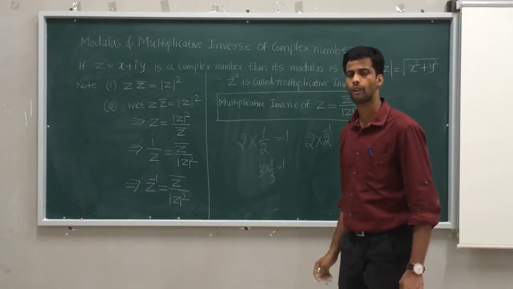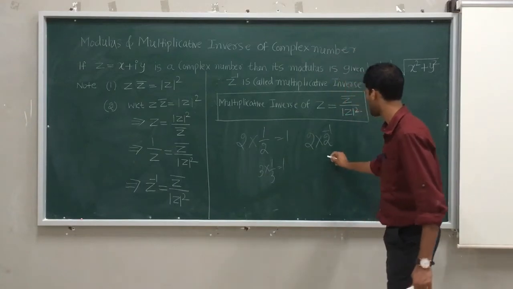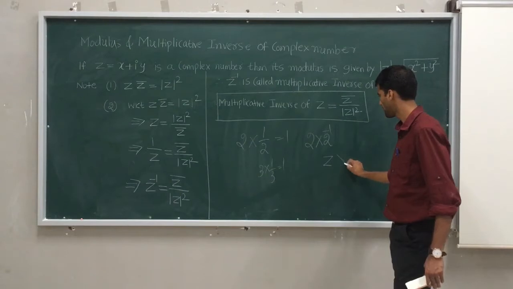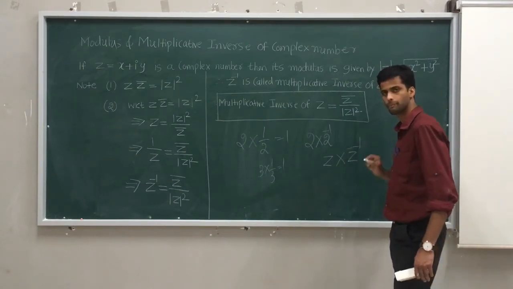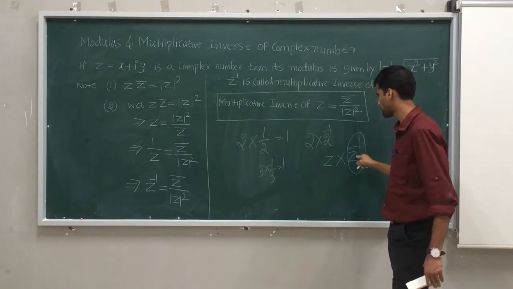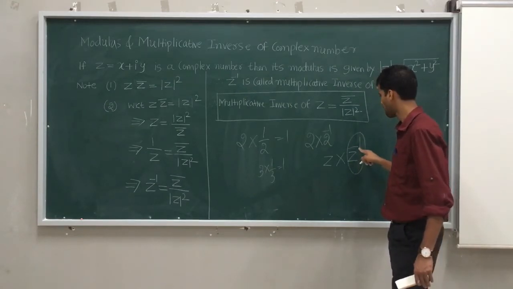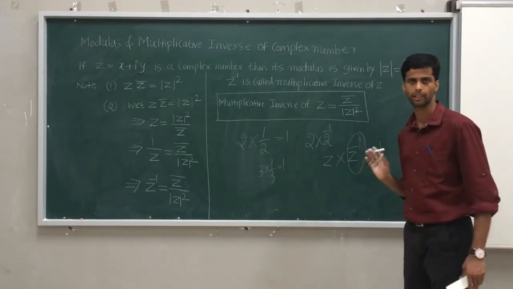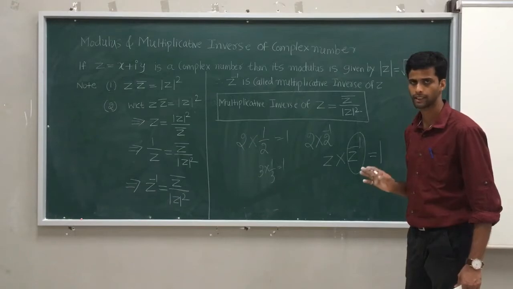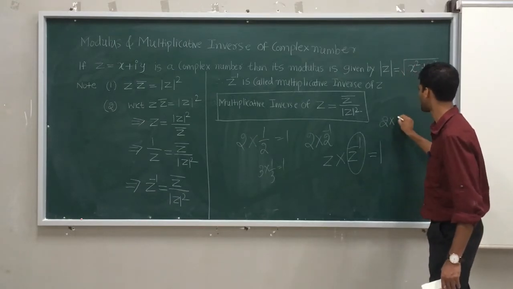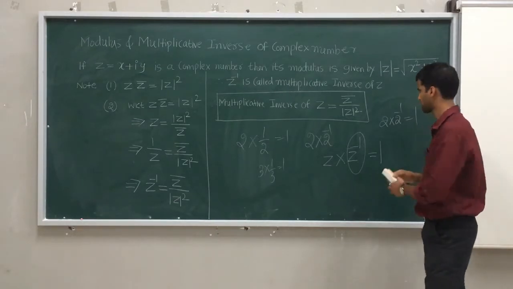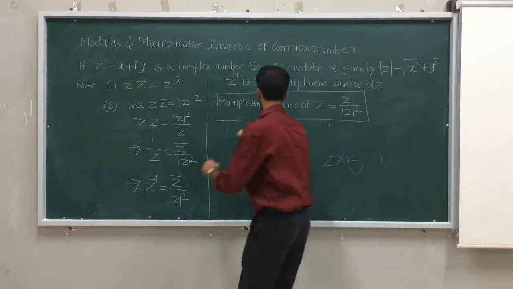And if you want to verify whether your answer is correct or not, multiply z, that is the given number, with z inverse. At the end, when you multiply that multiplicative inverse with the given number, your answer should come 1. You just check, then your answer is correct. It looks like 2 into 2 inverse. Obviously you should get the answer 1 like this. Understood? So this is note number 2.